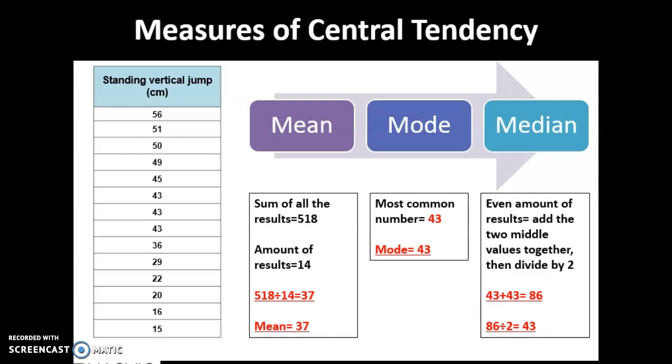For standard vertical jump, the sum of the results was 518 and there were 14 participants. If you divide 518 by 14, it gives you 37, which is the mean for this set of data. This gives you the average score for a set of data but does not take outliers into consideration, so the mean may not be an accurate representation of the set of data.